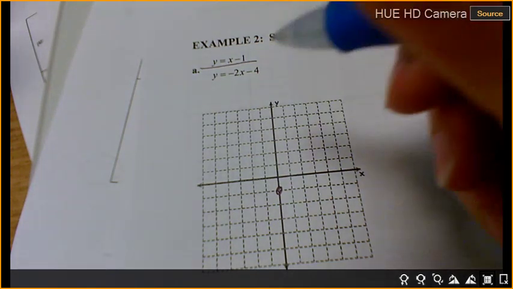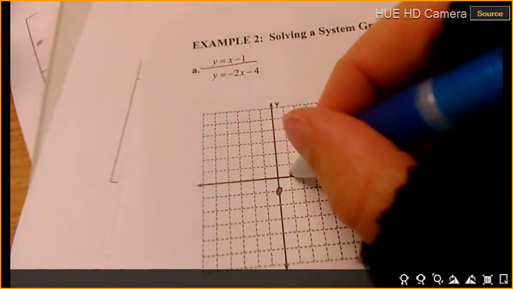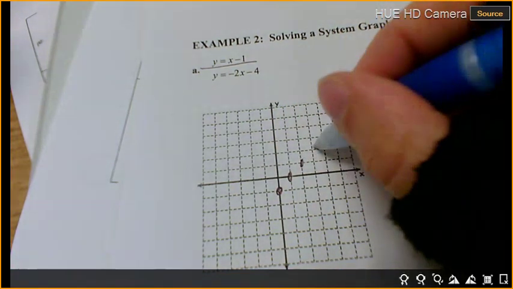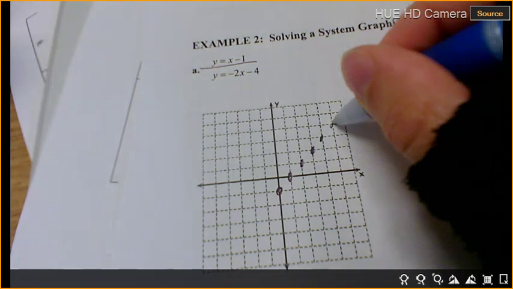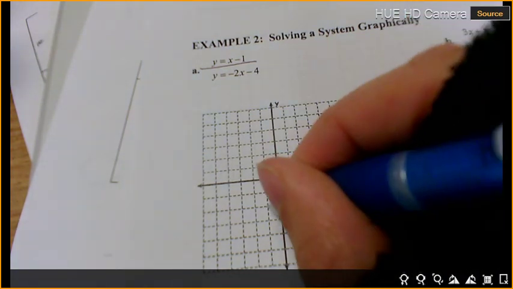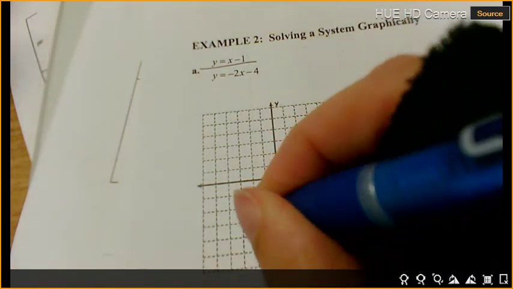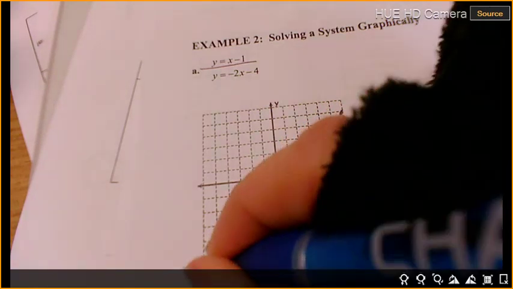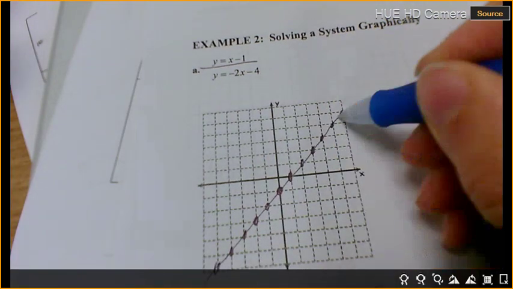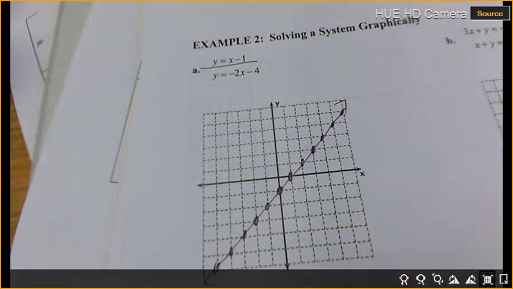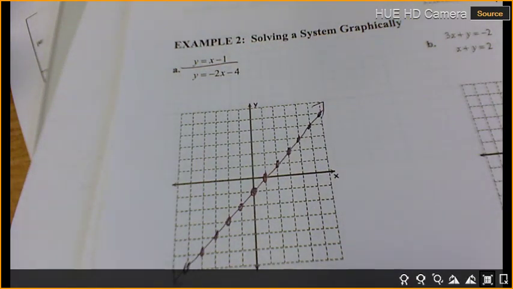I'm starting at negative 1, and then I go up 1, over 1, up 1, over 1. I'm going to put mine all the way across on both sides. Usually I just say you have to do just 2 points, but I'm doing this because we don't know where this other line is going to intersect. And then I'm going to go ahead and graph the other line.